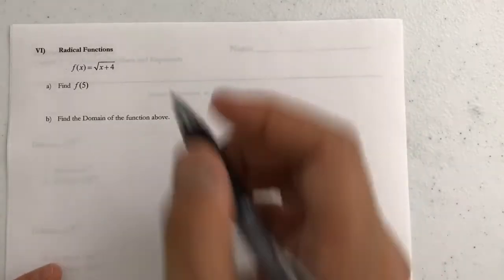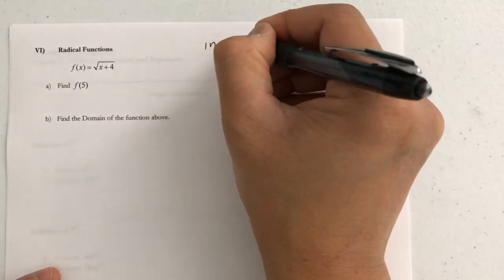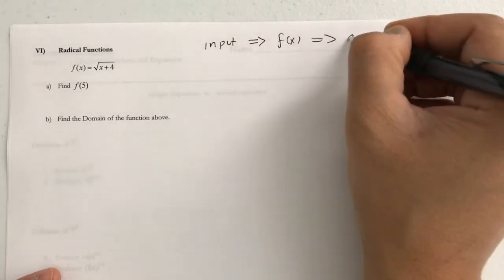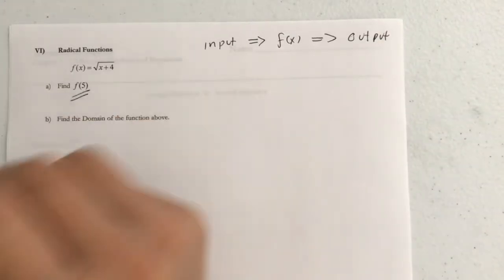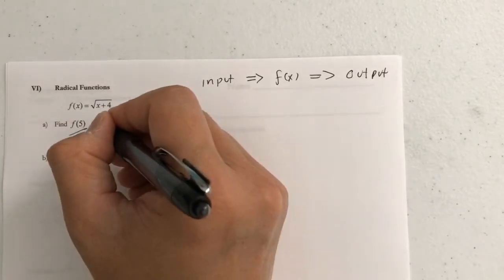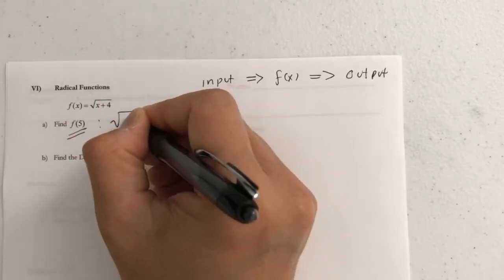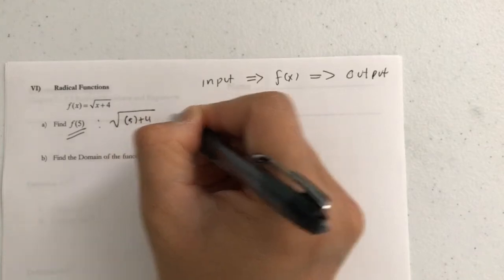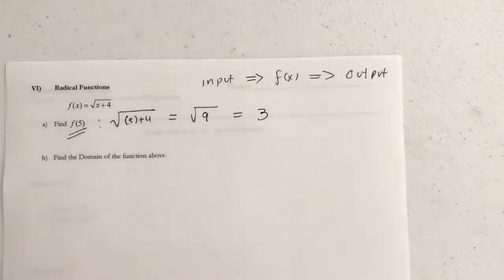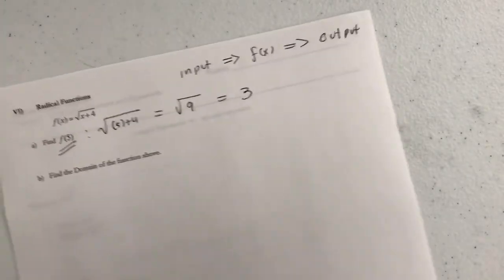Alright, the last thing we want to do is look at radicals as a function. What are functions? Functions have inputs, the input gets put into a function, and then that function will have an output. When you see this statement right here, it's asking you for the output when the input is 5. So you plug 5 in here for the letter x, and then you state what the output is. This becomes the square root of 9, and the square root of 9 is 3.